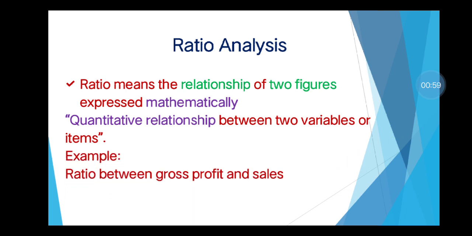For example, the ratio between gross profit and sales gives you the gross profit ratio. So the gross profit ratio shows the relationship between two items, two variables. One is gross profit, another one is sales. So a ratio is the quantitative mathematical relationship between two items or components or variables. We are going to compute ratios from the profit and loss account and balance sheet. So in our context, ratios are accounting ratios.